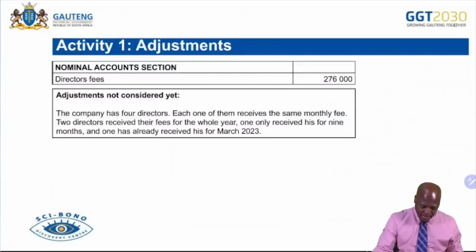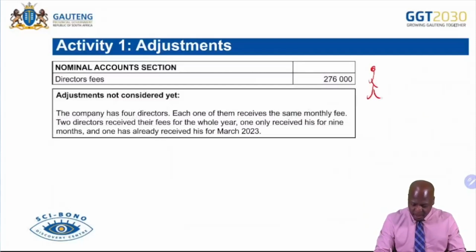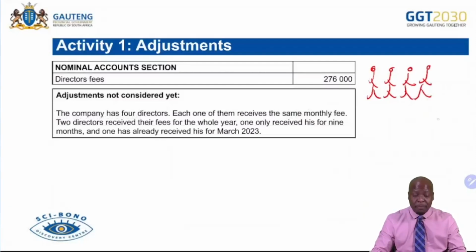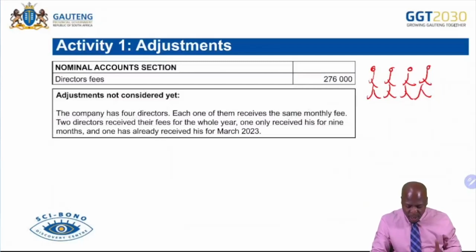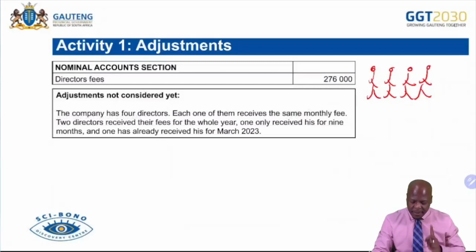Director's fees. The company has 4 directors. All right. Let's see if we can have those 4 directors. Here's director number 1. Director number 2. Director number 3. Director number 4. The company has how many directors? 4 directors. Each one of them receives the same monthly fee. So it is the same for all the 4 directors. 2 directors receive their fees for the whole year. So for the 2 directors, they've received for the entire year.